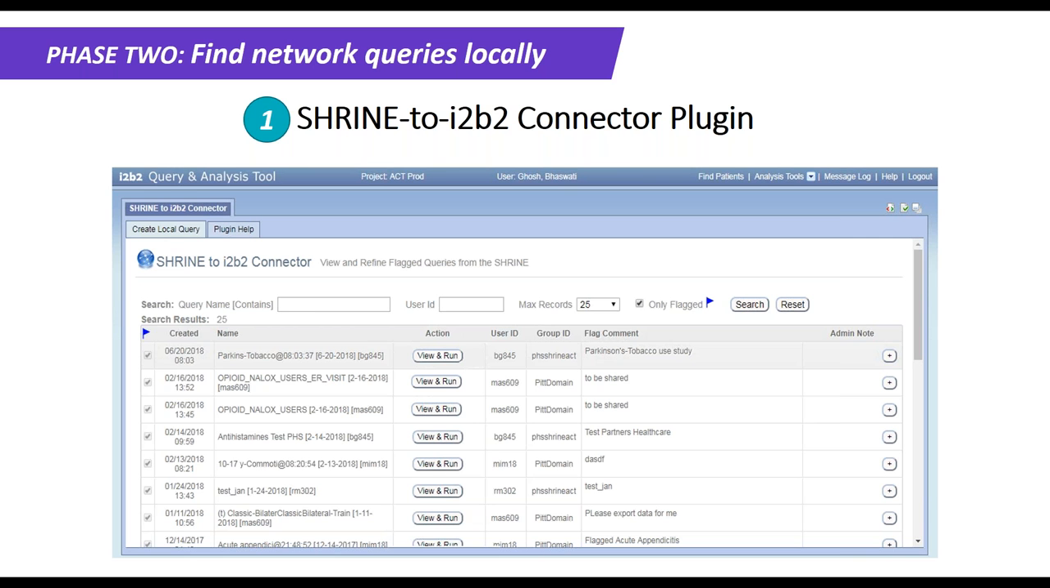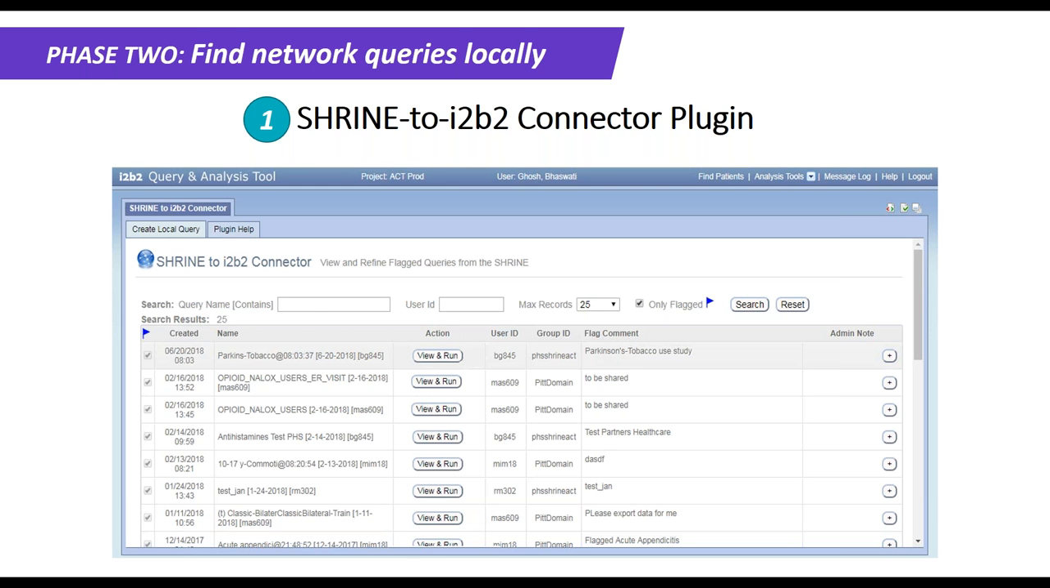So the user ID is now passed through from the Shrine site. Instead of showing the service account, it's showing the actual user. So, yeah, this is the only tool that will give you this information. This information is there, but you need some expert to give you that information. But this tool gives you all this information at your disposal. Yeah, there is no other tool in i2b2 right now that does this.